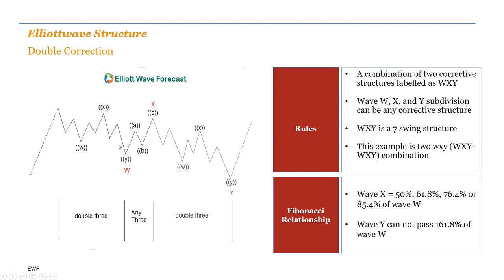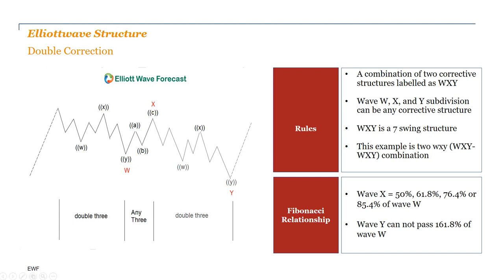So it's a WXY of a lesser degree that forms a W in the higher degree, and we label it as a W in red. On the right side, it is also another WXY in the lesser degree. Again, it's 3 waves. Every subdivision is in 3 waves, so together these two double 3s form a WXY in the higher degree. So these are a couple of different variations, and of course you can mix and match many different corrective structures on the left side and on the right side.